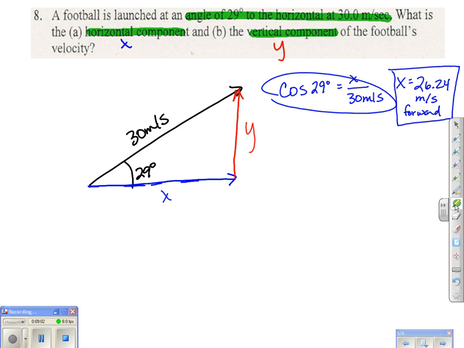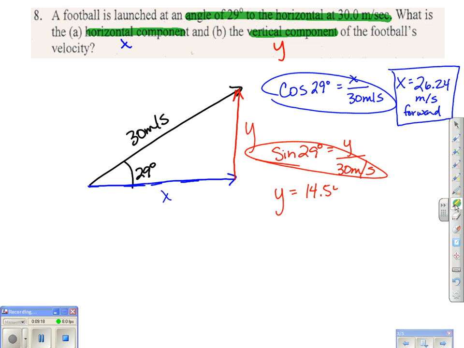Then for the y, since that's the opposite side, I'm going to use sine of 29 degrees equals y over 30 meters per second. Again, I'm going to cross multiply. So y will end up being 14.54 meters per second, and this will be up or vertically, either one you could say. All right, those are pretty easy. They should remind you of the warm-up that we saw in class, unless you're 5th or 6th period and then y'all didn't get to see that warm-up. Okay, so again, we're just looking for components, which is sides.